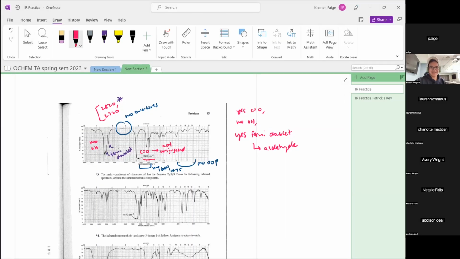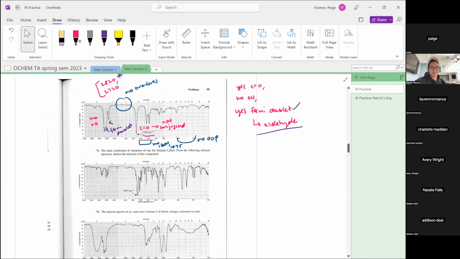Okay. All right, just to pick up on that last one where we left off, since this does have a Fermi doublet, we're an aldehyde, and that brings us to the end of our little flowchart. And then the next one. Here, we start off, we have a CO. Around 1200. We have no C single O, no OH.